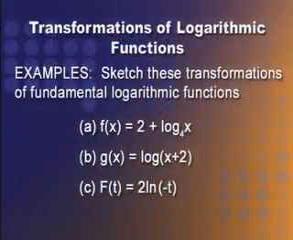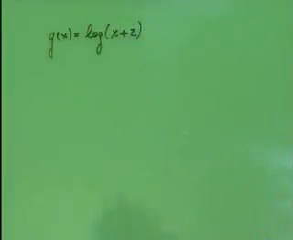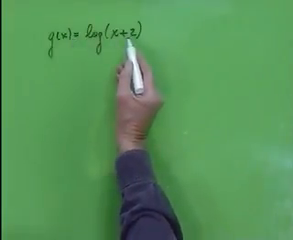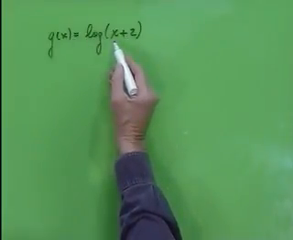Let's graph log of the quantity x plus 2. So back on the green screen, we have g of x equals the log of x plus 2. Well, you notice this is different than before. We had added a 2 in front. Now we're adding a 2 directly on the x. What does that do to the graph, Jenny?